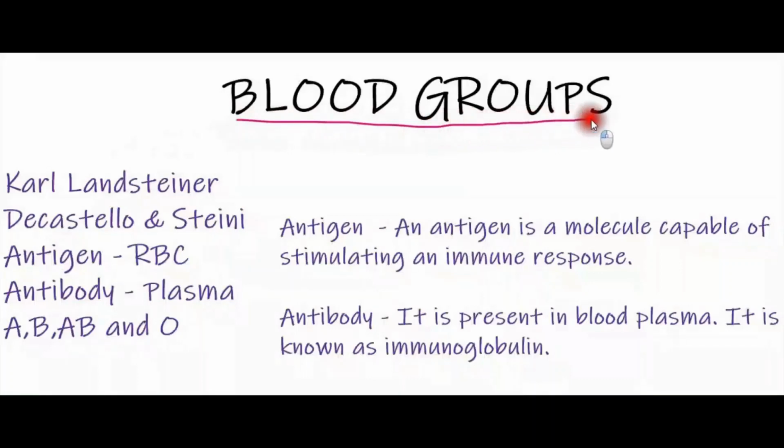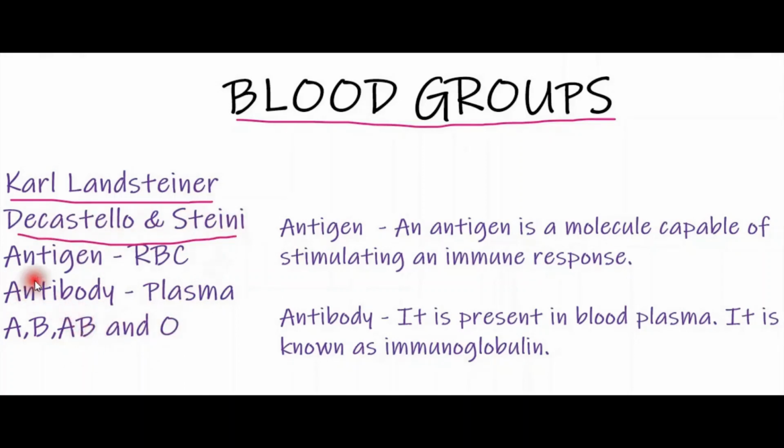Blood groups. Our first topic is blood groups. The concept of blood grouping was developed by the scientist Carl Landsteiner in 1900. He identified 3 blood groups: A, B and O. Then one more scientist, De Castello and Sturli, identified the AB blood group. So Carl Landsteiner identified the A, B and O blood groups, and De Castello and Sturli identified the AB blood group.